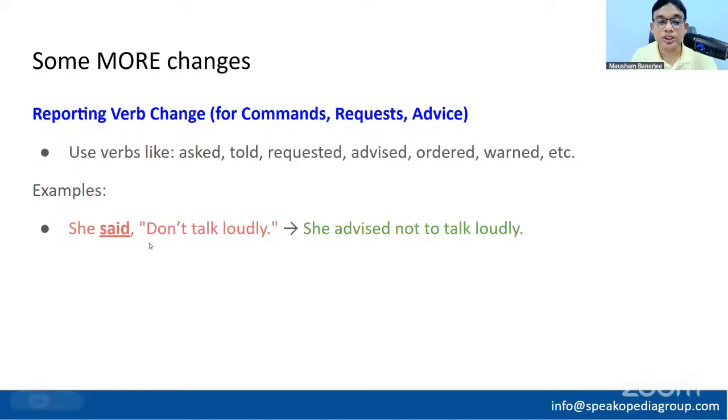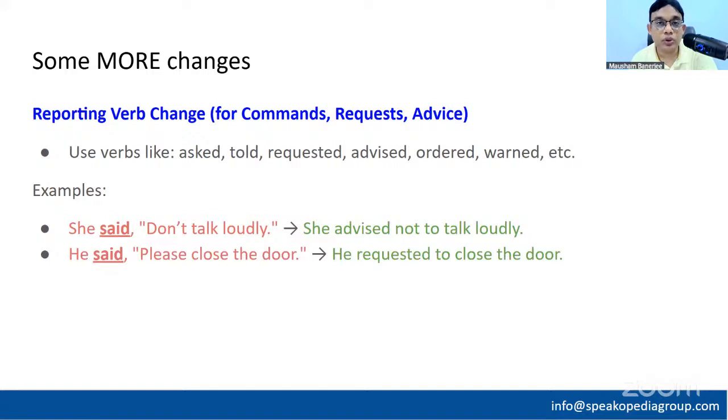So direct speech: she said, "Don't talk loudly." Indirect: she advised not to talk loudly. It is a command. It is an order. I'm giving you an order: do not talk loudly. So when I'm converting it into indirect speech, we will use words like advised or ordered, something like this. So she advised not to talk loudly.